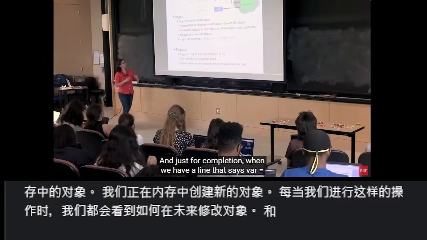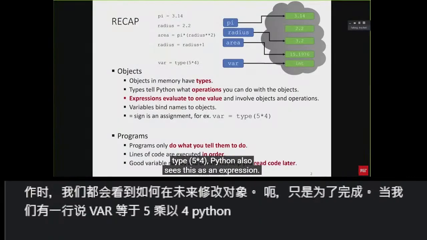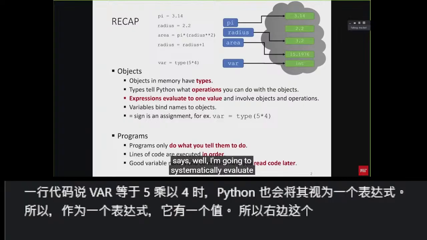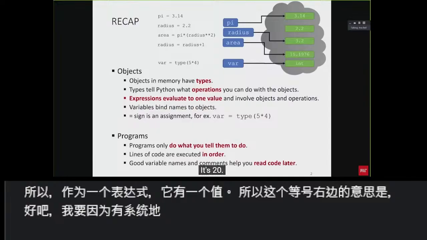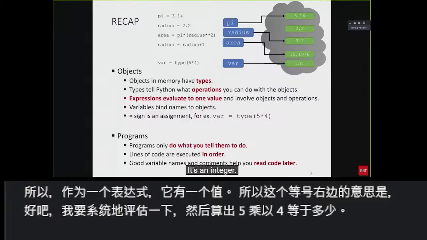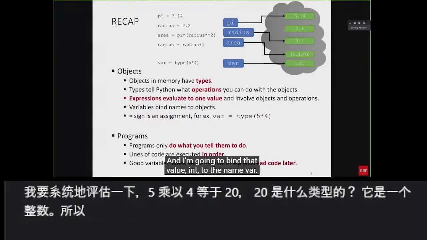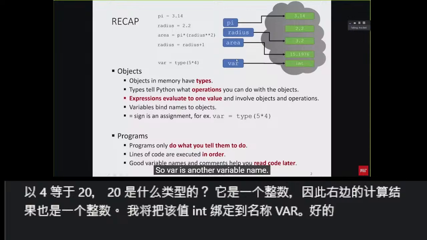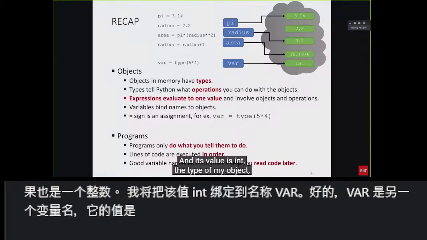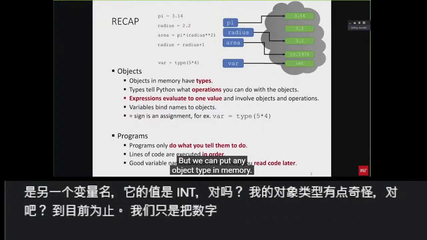And just for completion, when we have a line that says var equals type of 5 multiplied by 4, Python also sees this as an expression. And so as an expression, it has a value. So the right-hand side of this equal sign says, I'm going to systematically evaluate this: what's 5 times 4? It's 20. What's the type of 20? It's an integer. And so that's what the right-hand side evaluates to, an integer. And I'm going to bind that value, int, to the name var. Okay, so var is another variable name, and its value is int, right? The type of my object, which is a little strange, right? So far, we've just put numbers in our memory, but we can put any object type in memory.